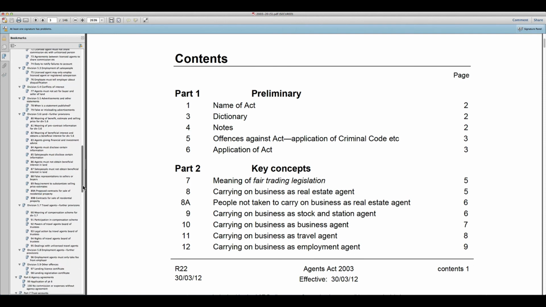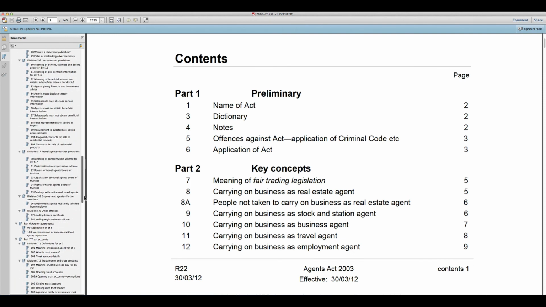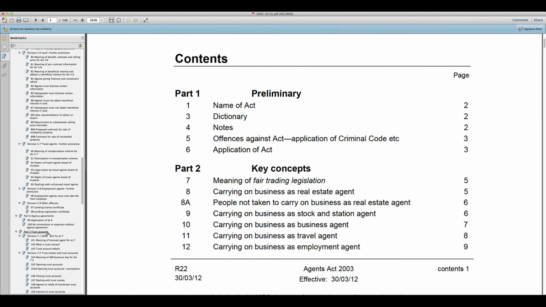Part 7 is again a very important one. It tells us how to deal with the trust monies that we accept on behalf of our clients. What I suggest you do now is simply scroll through and look at these in detail at your own leisure to understand what are the requirements of agency practice. We will then follow up in another session on the rules of conduct that will dictate what an agent can and can't do.